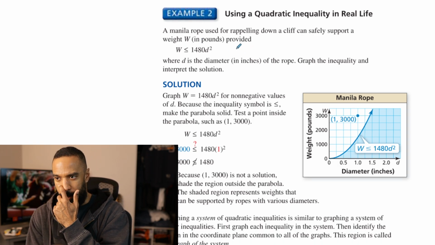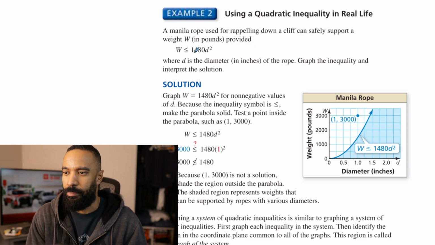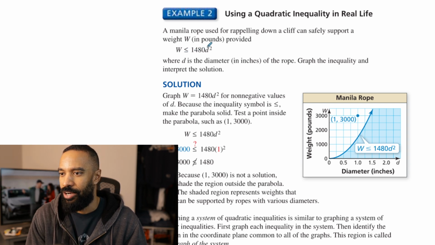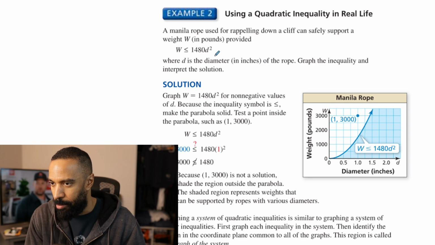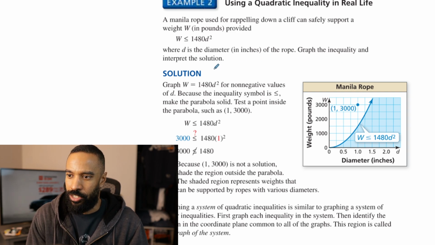They're going straight to a word problem next. Let's see what they want to say. A manila rope used for rappelling down a cliff can safely support a weight in pounds, provided that the weight is less than or equal to 1,480 times the square of the diameter of the rope. So they said graph the inequality and interpret the solution.